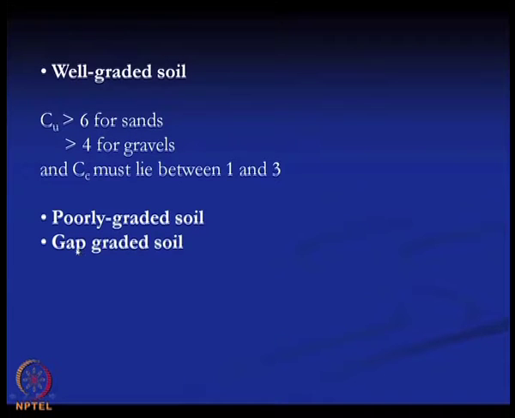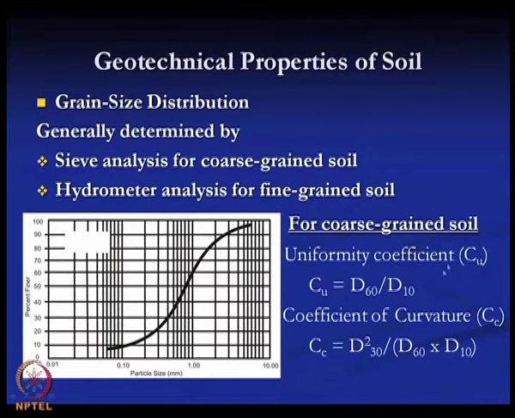And the third type of soil is gap graded soil. Now, what is well graded soil, what is poorly graded soil, and what is gap graded soil? Well graded soil is the soil where the different particle sizes are present in almost equal amounts, so that there is a proper distribution of the soil. That means the amounts of the different sizes of particles present in the soil are more or less equal.